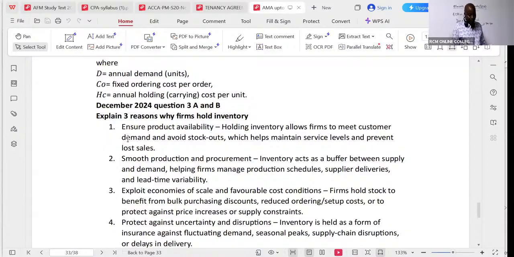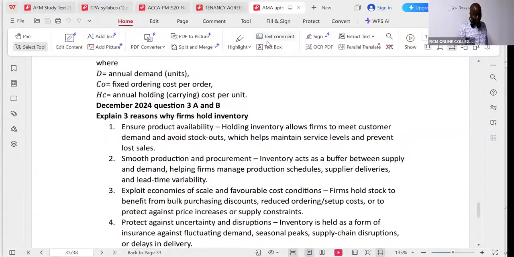December 2024, question number 3A and B, of which we shall start with the A as you struggle to get this question. Part A of this question asked us to explain 3 reasons why firms hold inventory.